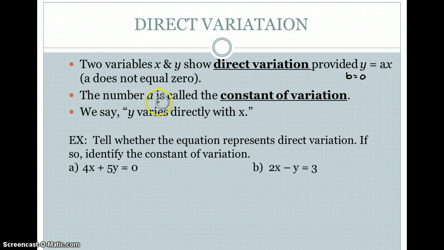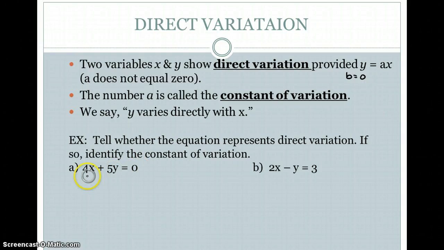The number a is called your constant of variation. We will read this as y varies directly with x. That means all I have to do is one multiplication to x in order to get whatever y is. So example 1: tell whether the equation represents direct variation. If so, identify the constant of variation.